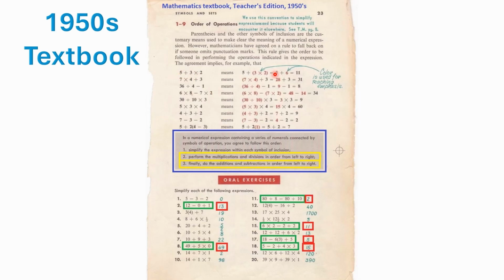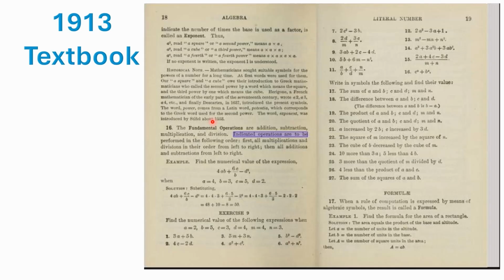But in these examples here, they're doing the same thing. The multiplication is solved, then the addition is solved. 5 plus 3 times 2 is the same as 5 plus 6 or 11. So again, pretty simple stuff.